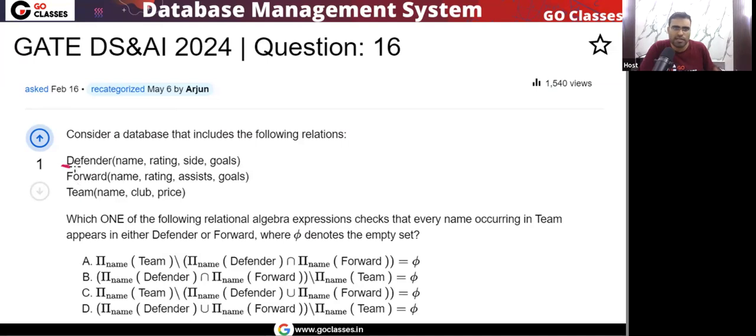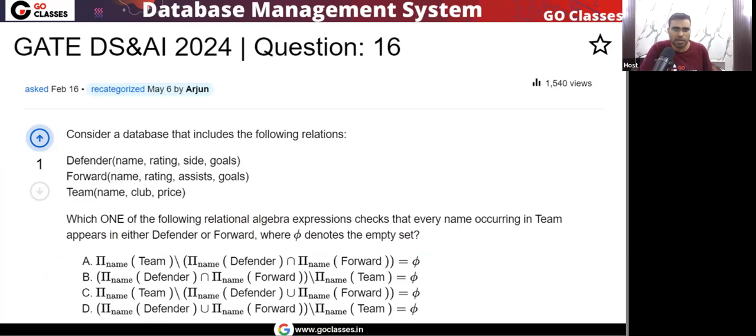Okay, so these are all the defenders, these are all the forwards, and these are the players in the team, the players who will play in the match. Now the question is asking: which one of the following relational algebra expressions checks that every name occurring in the team, every name occurring in this table, appears in either defender or forward, where this phi is the empty set. Okay, so these are the queries that are given to us.